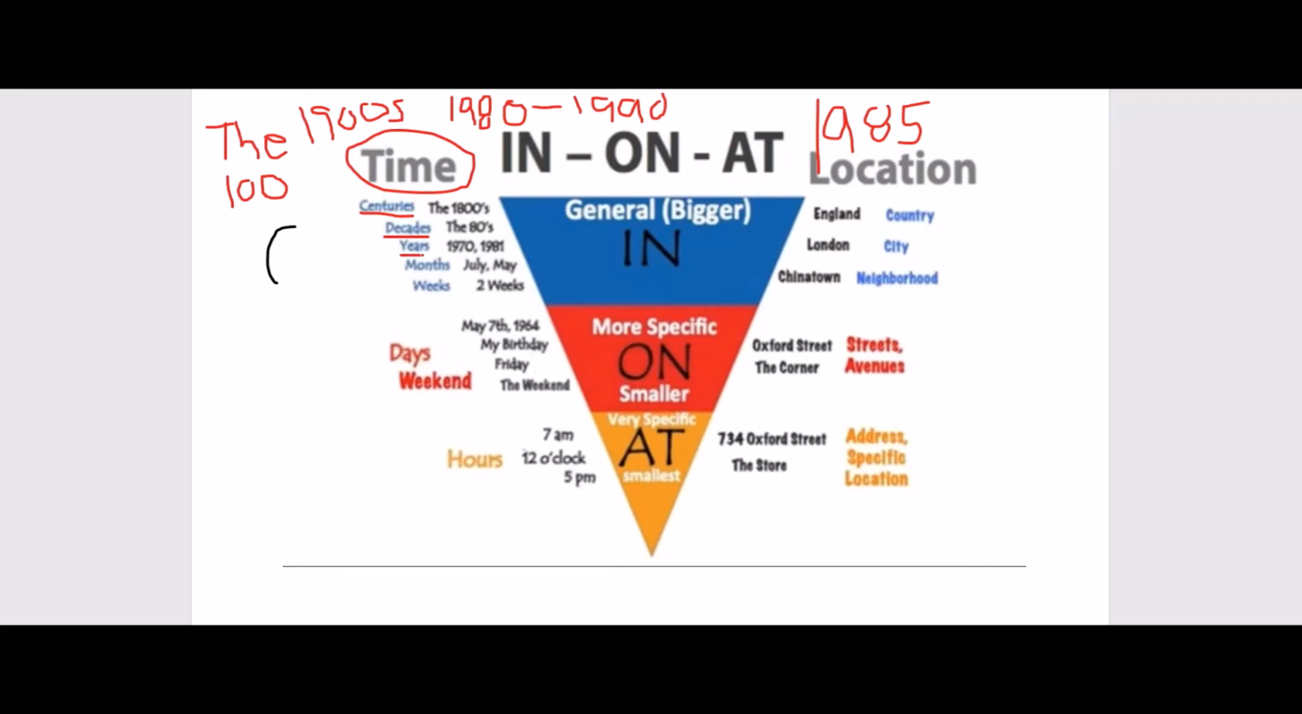When did you come to the US? I came to the US in 1994 or whatever. We also use it with months of the year. So we are starting school in September.